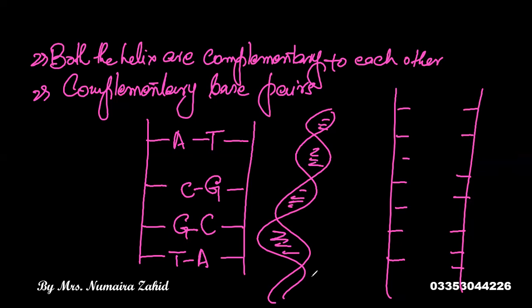Okay, so this was a brief description of DNA. When we talk about DNA, it is the hereditary material because it is transferred from parents to offsprings, and it is always heritable.